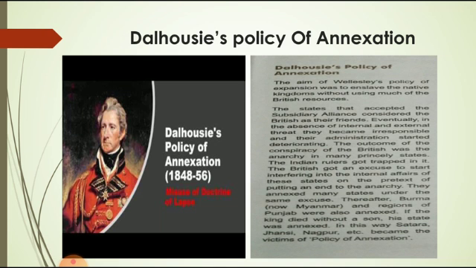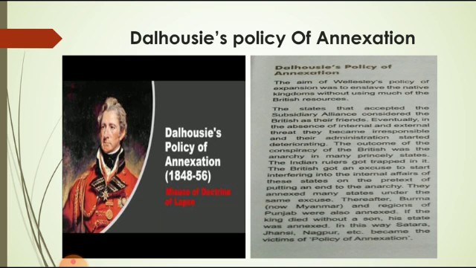If the king died without a son, his state was annexed. That means without an heir. Heir means if a king does not have a son, because if a king dies, his son is going to sit on that throne, right? So they made it very clear that if a king died without a son, his state was annexed. In this way, Satara, Jhansi, Nagpur, etc.